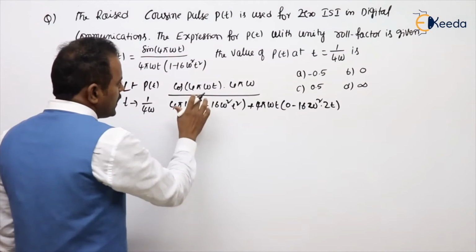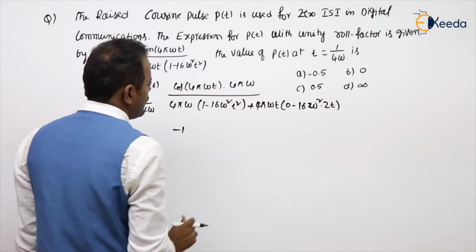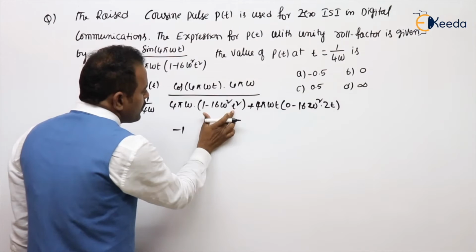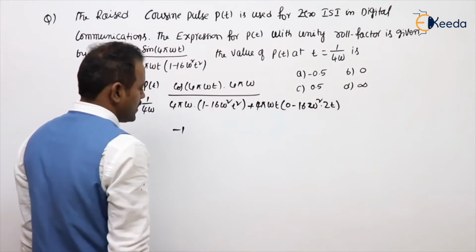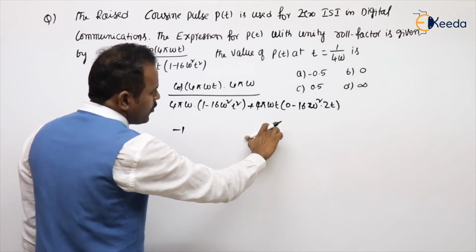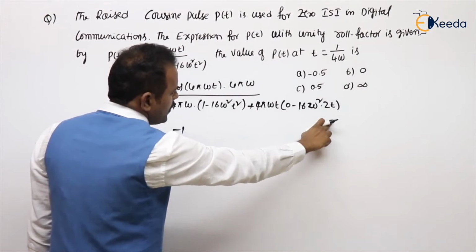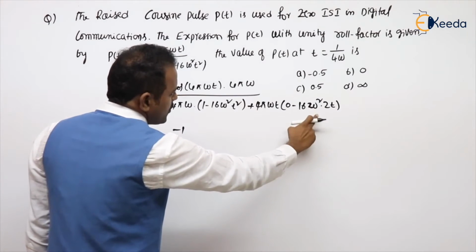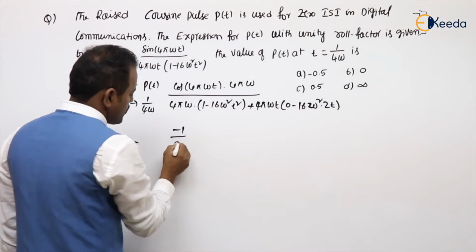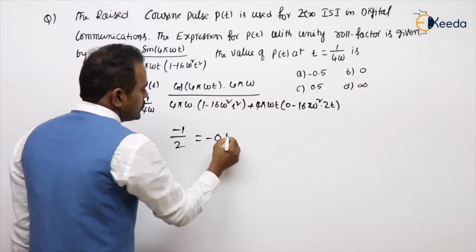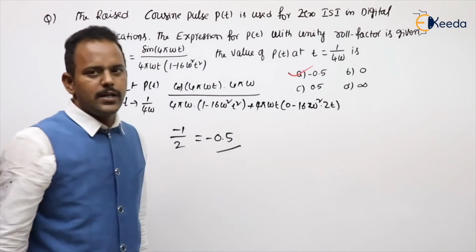Are you getting my point? Cos pi value will be minus 1. So minus 1, 4 pi omega, and come here. If you substitute t value 1 by 4 omega, 1 minus 1 is 0. This is gone. 4 pi omega is gone. Remaining t is 1 by 4 omega. Are you observing my point? This will be 1 by 4 omega, times 16 omega square, so it will be gone. Remaining will be 2. So minus 1 by 2, and 1 by 2 means minus 0.5. Just a differentiation only. So the answer is minus 0.5.